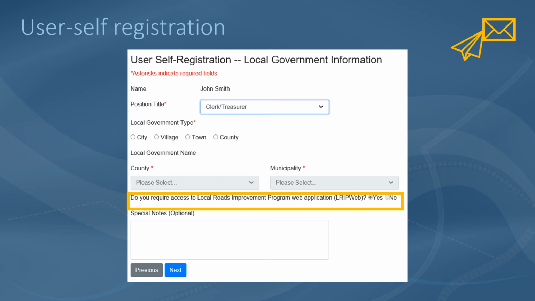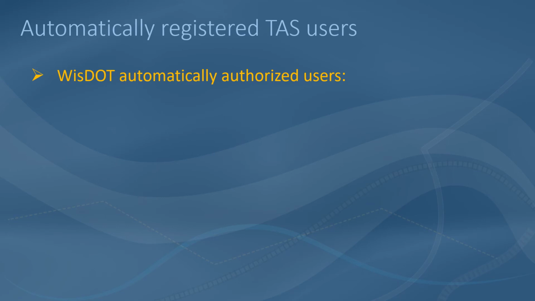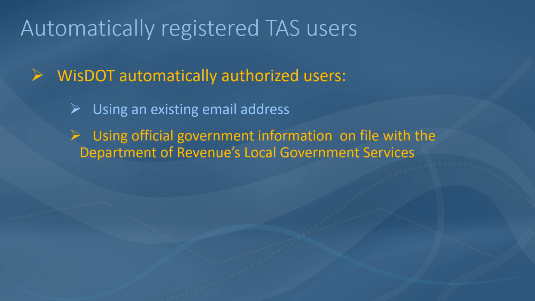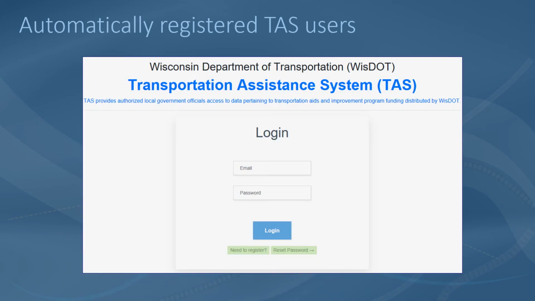Please note that many local government officials were automatically registered by WisDOT as authorized users of TAS using an existing email address or official government information on file with the Department of Revenue's Local Government Services. If this is the case, you do not have to wait for authorization, and you will be prompted during the self-registration process to return to the TAS login screen and select the Reset Password button to create a password.